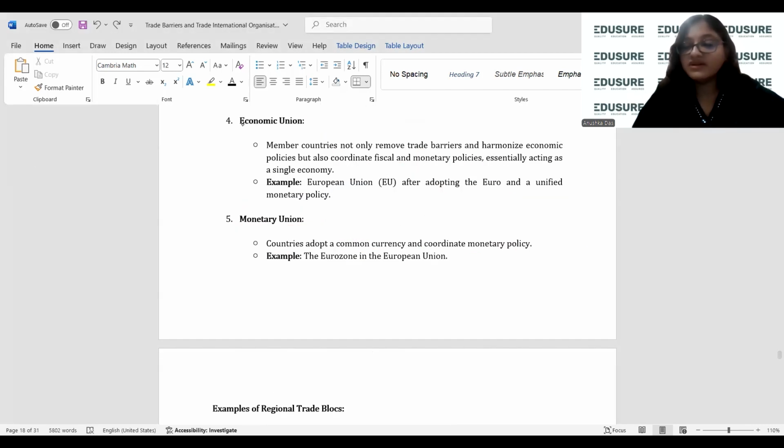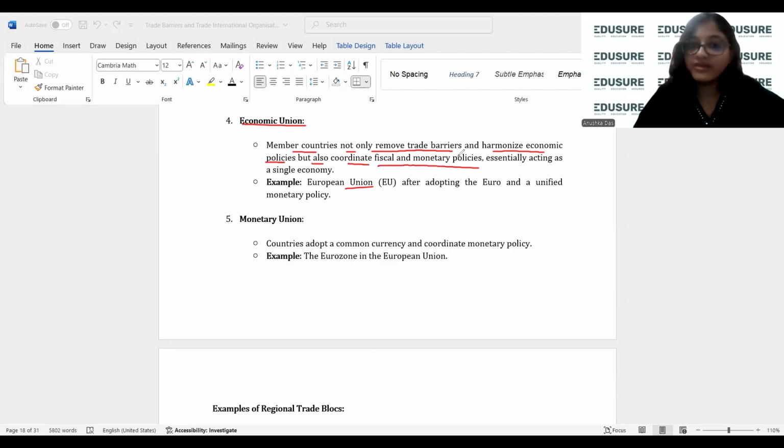Then fourthly, you have the economic union. The European Union was previously a customs union, but now it has become an economic union. What is this? Member countries not only remove trade barriers and harmonize economic policies, but also coordinate fiscal and monetary policies. At the government level also, the integration is taking place.